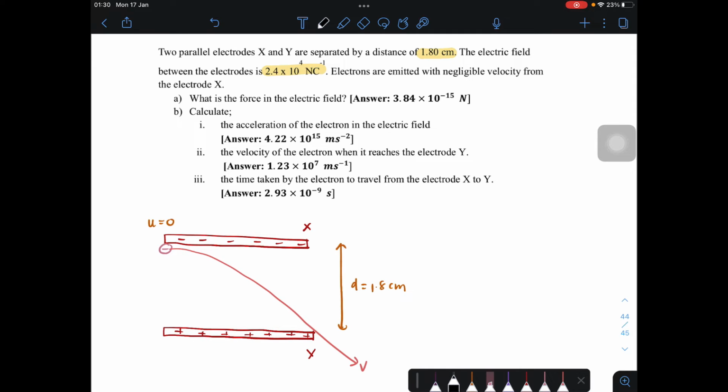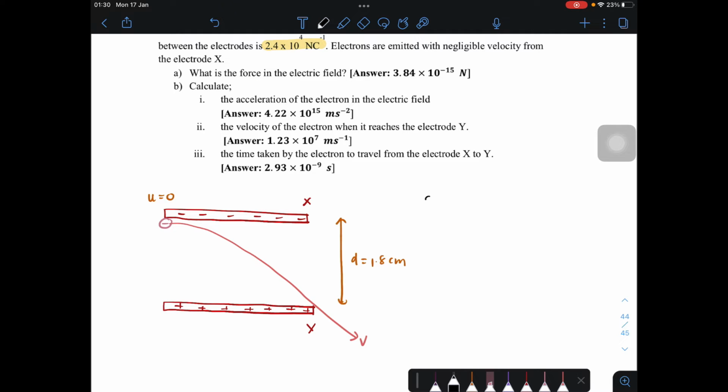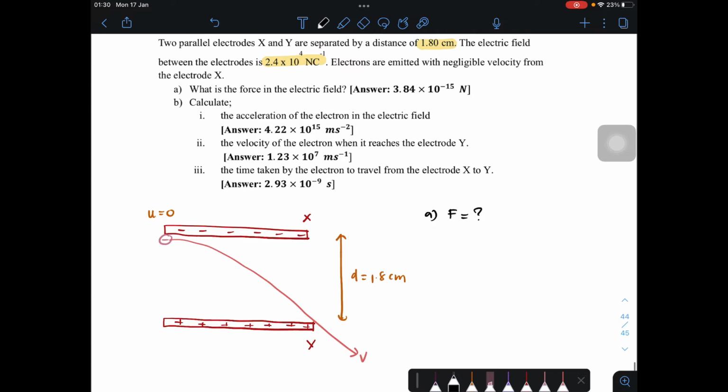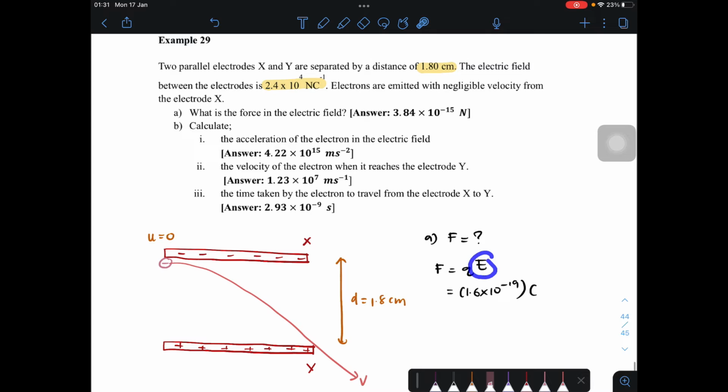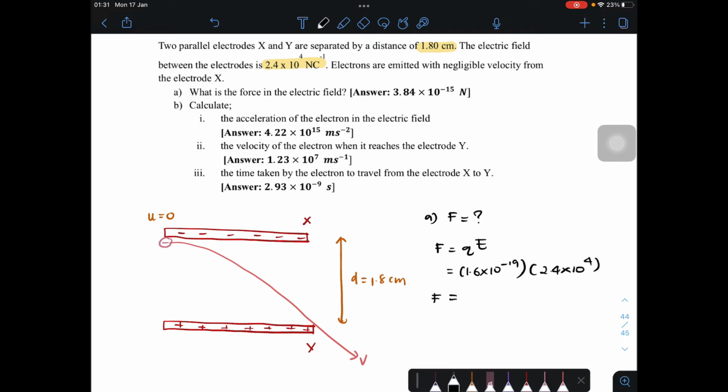Okay, so first question, what is the force in the electric field? We want to find the value for the force. Okay, so force is equal to Q times E. Q is the charge. Charge here is electron. So the charge for electron is 1.6 × 10^-19. This one is a constant value, so meaning that you need to refer to the list of constants if it is not given in the question. And then the value for E is also given here. So you will get the electric force is equal to 3.84 × 10^-15 Newton.